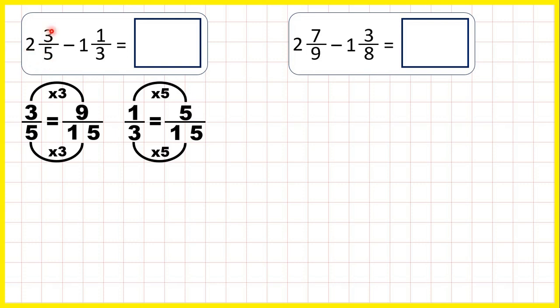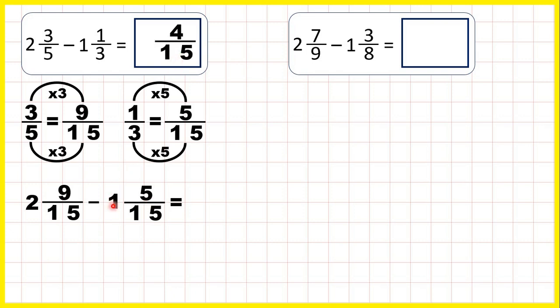Instead of 2 3/5, we can write 2 9/15, and instead of subtracting 1 1/3, we can subtract 1 5/15. Now we've got the denominators the same, so we start by subtracting the fractions. And this is really important because if this number was larger than this numerator, we'd need to use a different method. So to start, we have 9/15 minus 5/15, which is 4/15, and then we can subtract the whole numbers, so 2 minus 1 is 1.